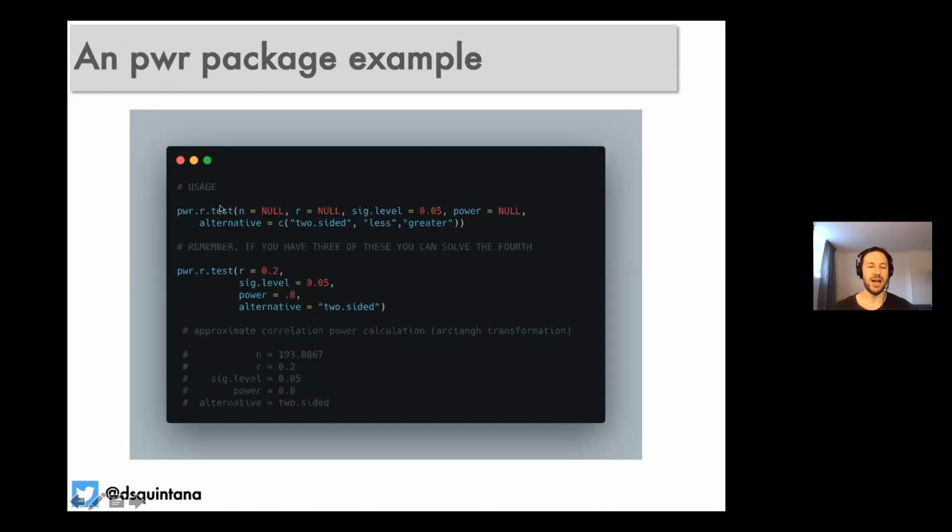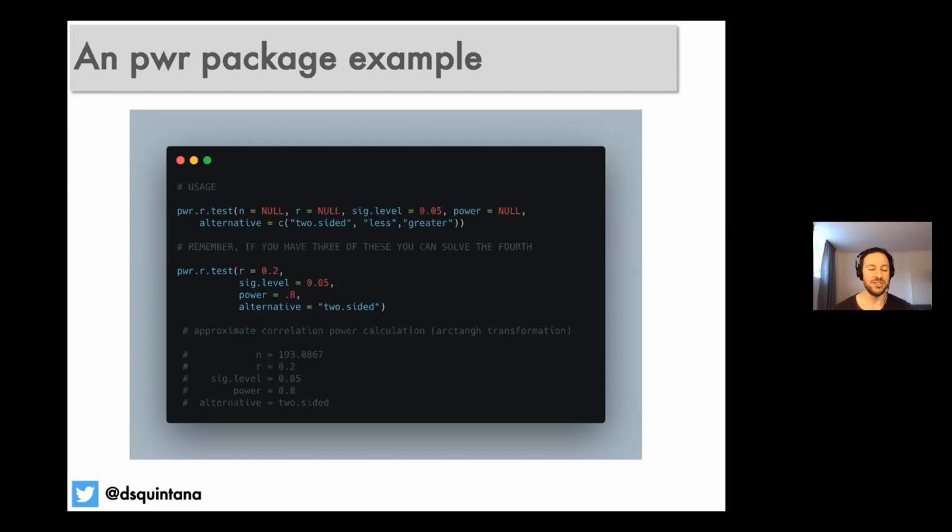Within this package, essentially, you have your 4 things, like I mentioned before. You have your number, your effect size, in this case Pearson's r, the significance level that you're interested in, and the power that you're after. Like I said, you can calculate the fourth if you know any of the other 3 things. In this example, I've put in an effect size of 0.2, which is considered a small effect size, a significance level of 0.5, and power of 0.8.